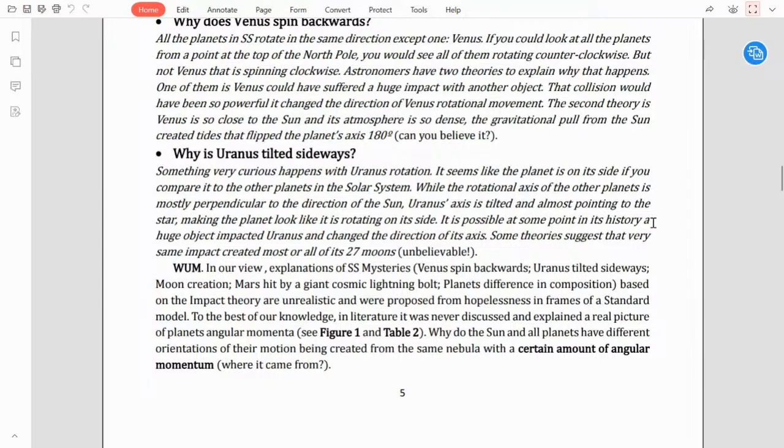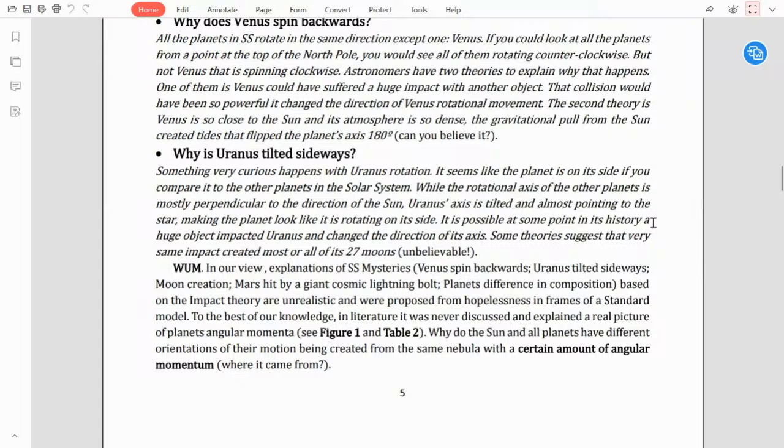Boom. In our view, explanations of solar system mysteries, such as Venus spinning backwards, Uranus tilted sideways, moon creation, Mars hit by a giant cosmic lightning bolt, and planets' differences in composition based on the impact theory, are unrealistic and were proposed from hopelessness in the frames of the standard model.